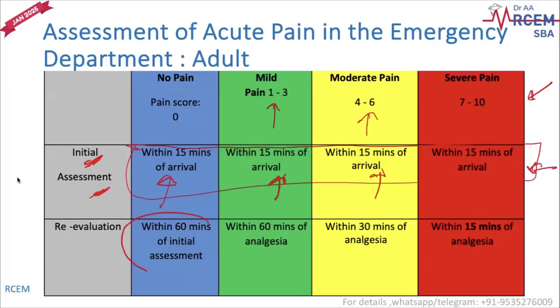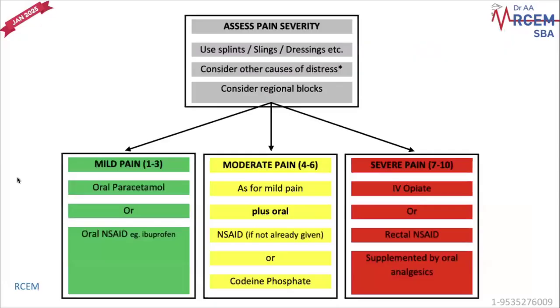If there is no pain, then ask him after 1 hour, do you have any pain now? If it's mild pain, again after 1 hour, check him: how is your pain? I have given some analgesia, has it improved? Moderate, check him within 30 minutes. Severe, within 15 minutes, ask him, is the pain better now? You had severe pain, are you feeling better now? Those questions need to be asked.